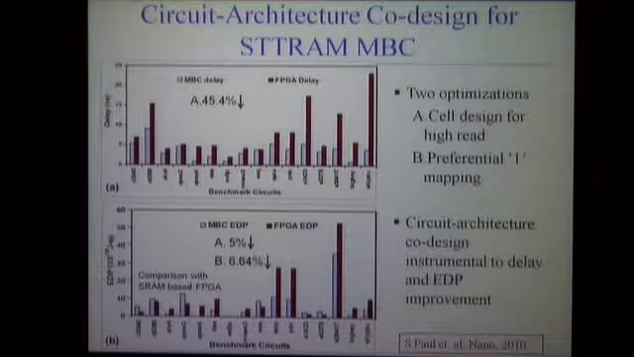That's good. Now, using A and B both, that is, first designing the cell for that particular read-to-write ratio, and then applying a preferential one mapping, we can increase this savings from 5% to 6.64%. So the point is that we can design the cell such that it has a lower amount of energy in comparison to the equiprobable case. And then with that cell design, if we apply system-level solutions, understanding the nature of the application, we can reap even higher energy benefits.